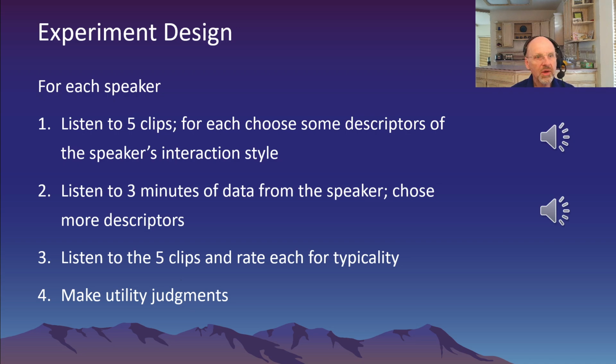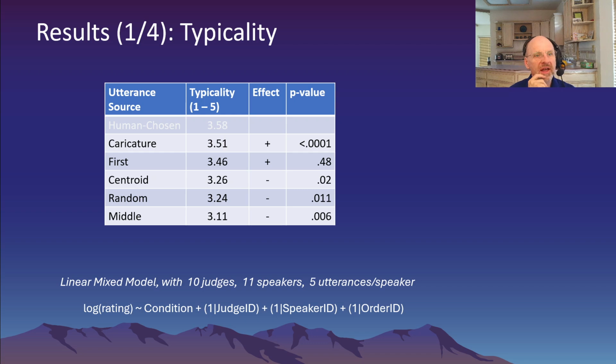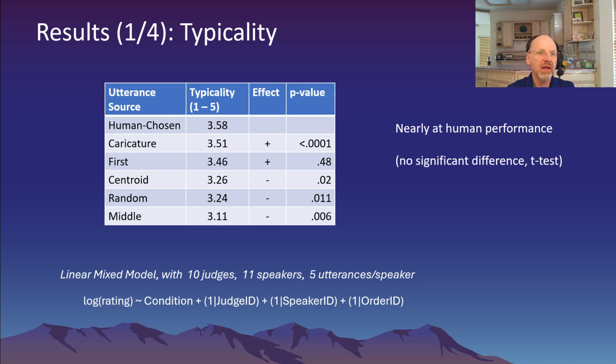All right, results. Typicality. So the caricature was the most typical. By a linear mixed model, it did better than the random control and a few other cases. It didn't do quite as well as the human-chosen most typical utterances, but it's in the same ballpark, 3.58 versus 3.51 on a scale from 1 to 5. No significant difference by a t-test. So our little algorithm for picking the caricature is doing pretty good.